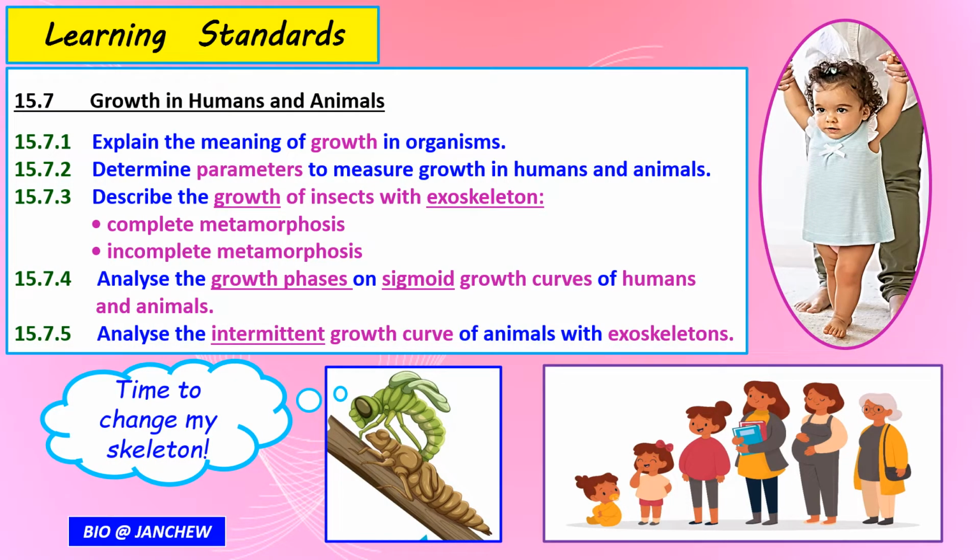The learning standards for today's lesson are as follows. 15.7, Growth in Humans and Animals. After this lesson, we should be able to explain the meaning of growth in organisms, determine the parameters to measure growth in humans and animals, describe the growth of insects with exoskeleton. So there are two types of growth, A, complete metamorphosis, and B, incomplete metamorphosis. Next, analyze the growth phases on sigmoid growth curves of humans and animals. And lastly, analyze the intermittent growth curve of animals with exoskeletons.